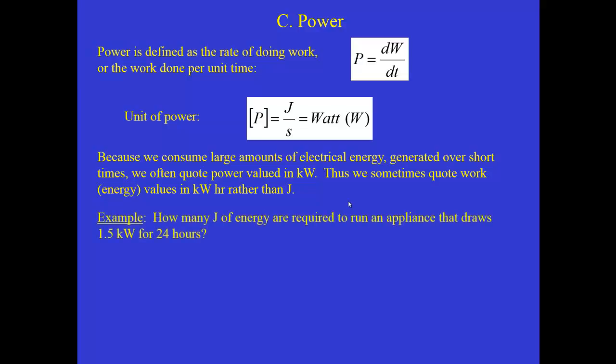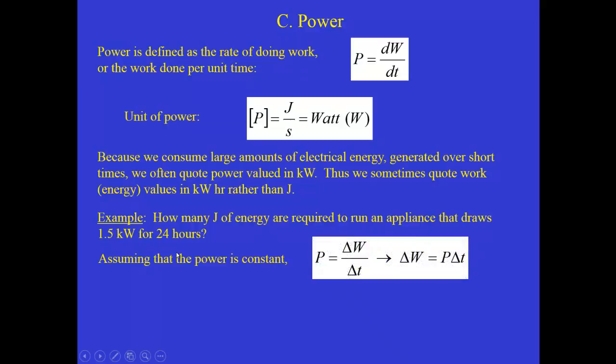So let's just see how this would work if we want to ask the question, how many joules of energy are required to run an appliance that draws 1.5 kilowatts for 24 hours? So we're going to express the energy in kilowatt hours. It would just be the product of the power times the time, right? Because if power is constant, then instead of writing this as a derivative, we can just write this as the amount of work done, delta W, over the amount of time it takes, delta T.